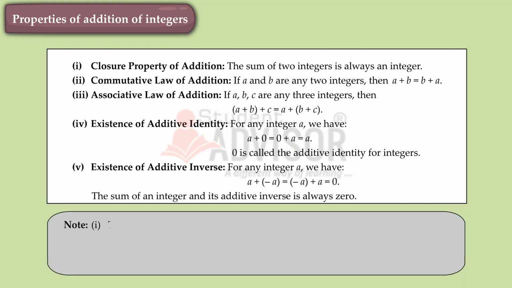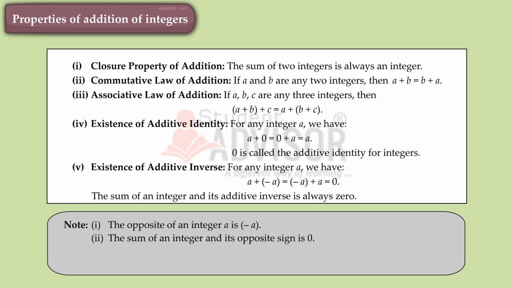Note: the opposite of an integer a is minus a. The sum of an integer and its opposite sign is 0. Additive inverse of a is minus a. Additive inverse of minus a is a.